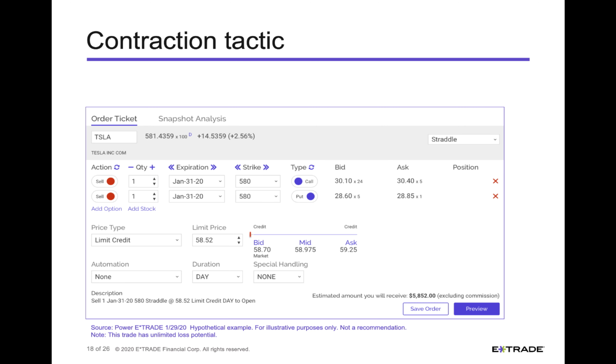And here I am in the order ticket here. I'm going to set up a short naked straddle on Tesla, anticipating that people are going to be wrong. They're overpaying and the stock is simply not going to move that much. Let me walk you through this trade, and I'll certainly disclose why this may not be a trade that you are going to be comfortable with.